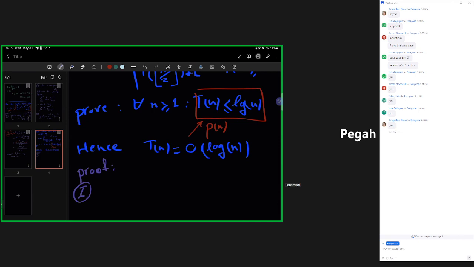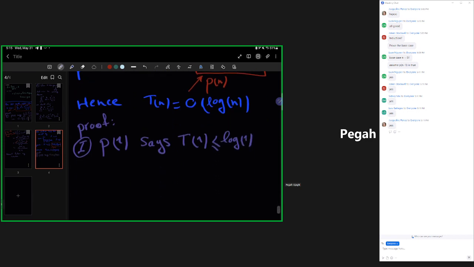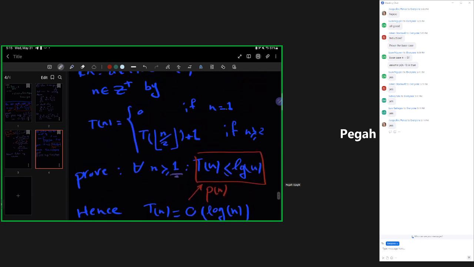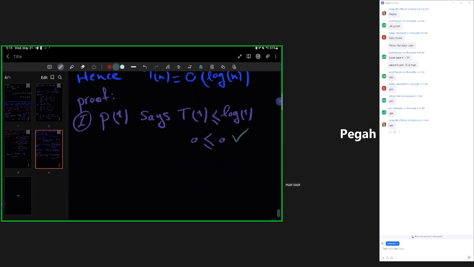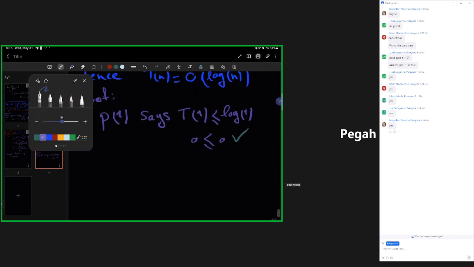The first step is showing P1. It's not P0, because this starts from 1. P1 is the base case. It says that T1 is less than or equal to log of 1. T1 is equal to 0, and log of 1 is 0. This is true, so the base case holds.